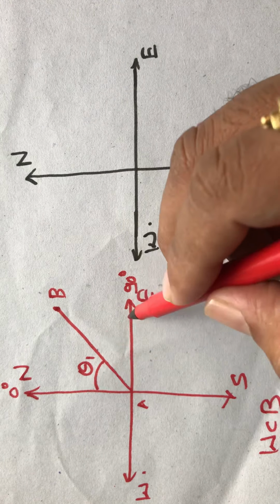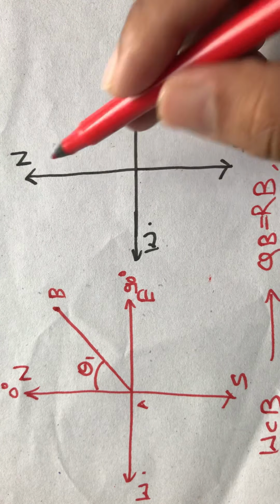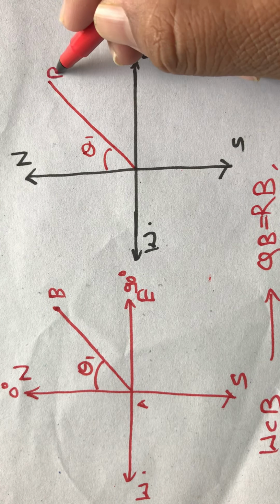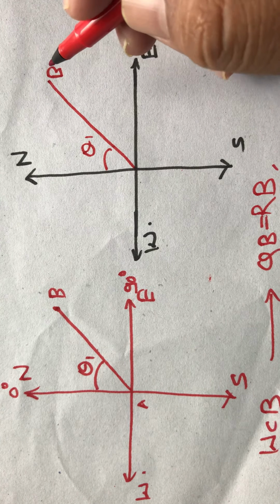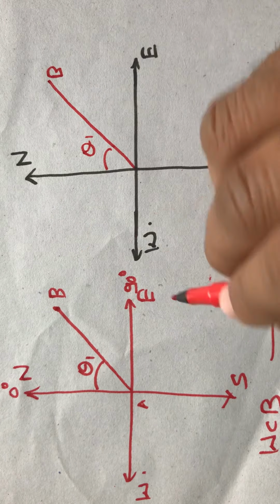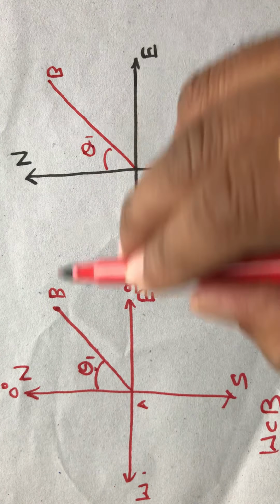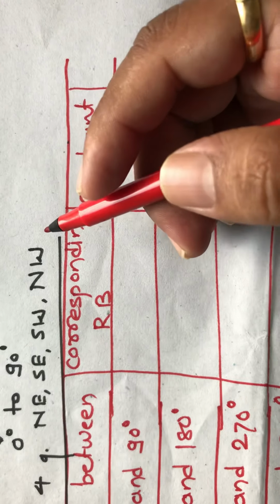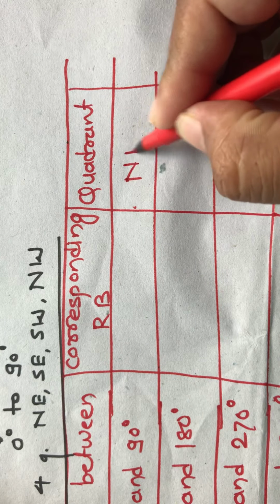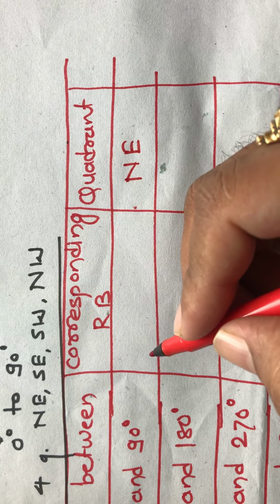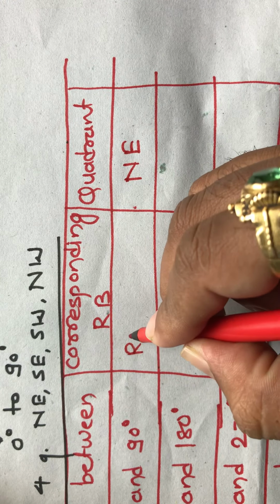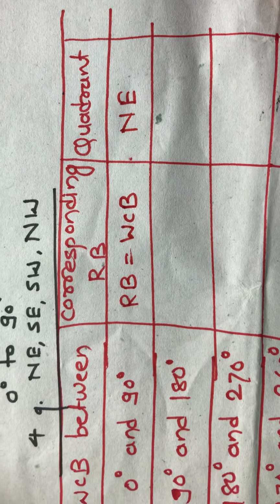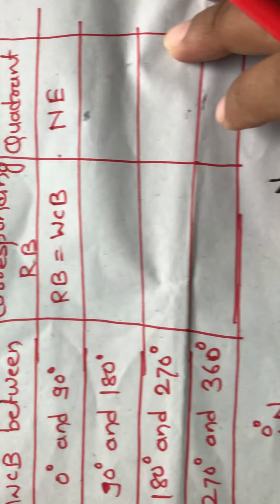Now the 0 to 90 degree is very near to the north. So we have here this theta 1 and B, here also same. What is the meaning? That means when you are converting, the angle will be the same in the first quadrant, which is the northeast. So the reduced bearing equals the whole circle bearing. Simple, correct? Because it is in the first quadrant.